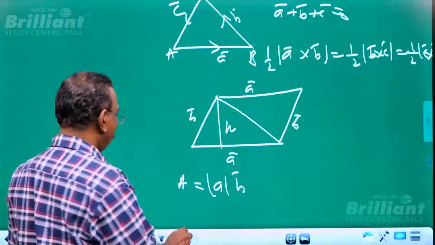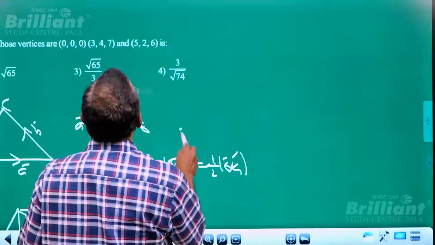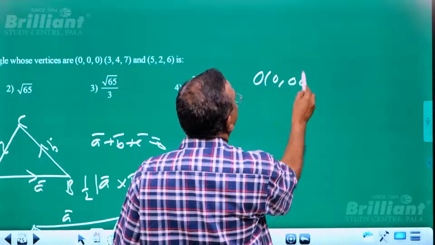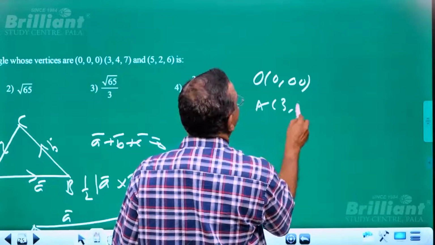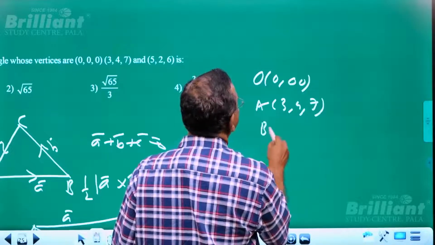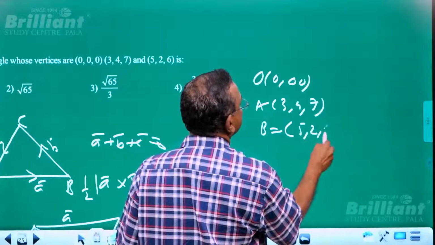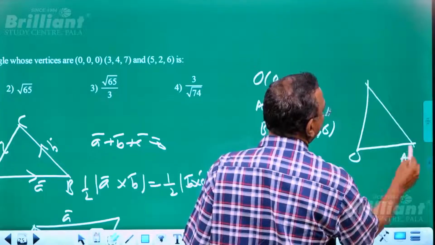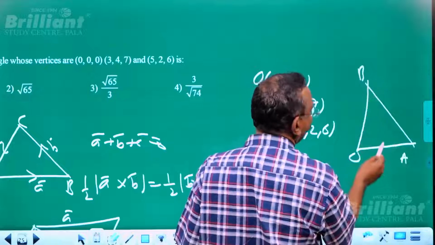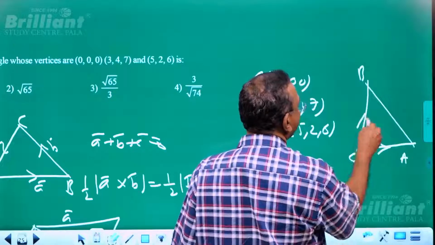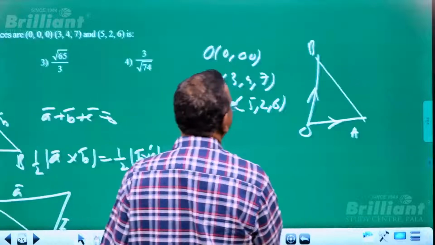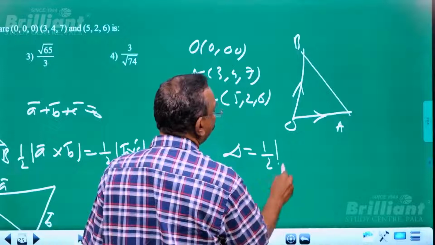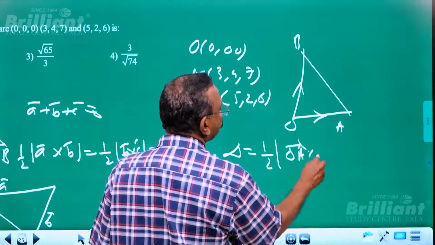So here, three different points are given to you. One point is O, (0, 0, 0), the other point A is (3, 4, 7), and the last point B is equal to (5, 2, 6). So I mark it like this: this is O, here it is A, and that should be B. So you know this side is OA and that side is OB. What is the area of the triangle here? Using the formula, delta is equal to 1 by 2 into the modulus of vector OA cross vector OB.